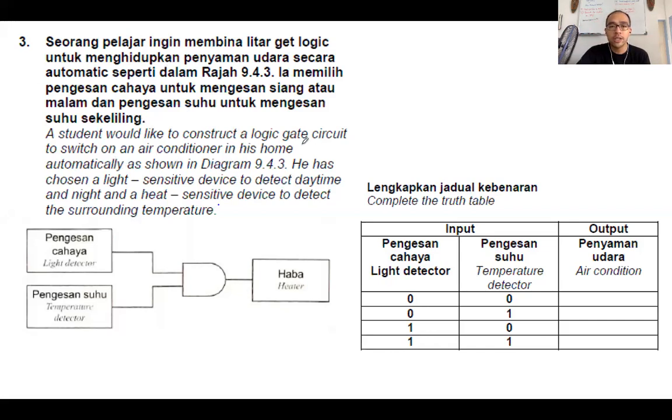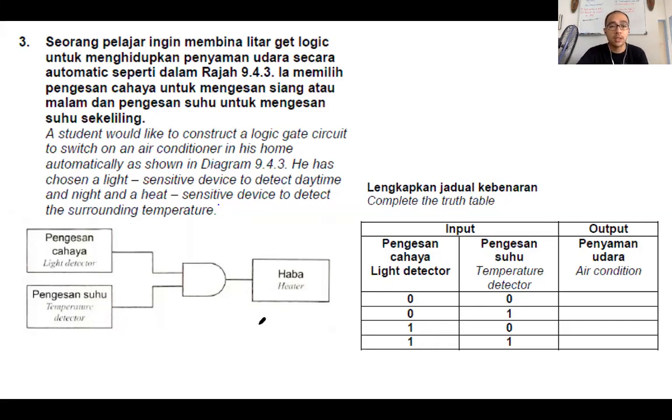To switch on the air conditioner in his home automatically, he has chosen a light sensitive device over here to detect daytime and night, and a heat sensitive device to detect the surrounding temperature. Now think about the situation. When do you want the air conditioner to turn on automatically?